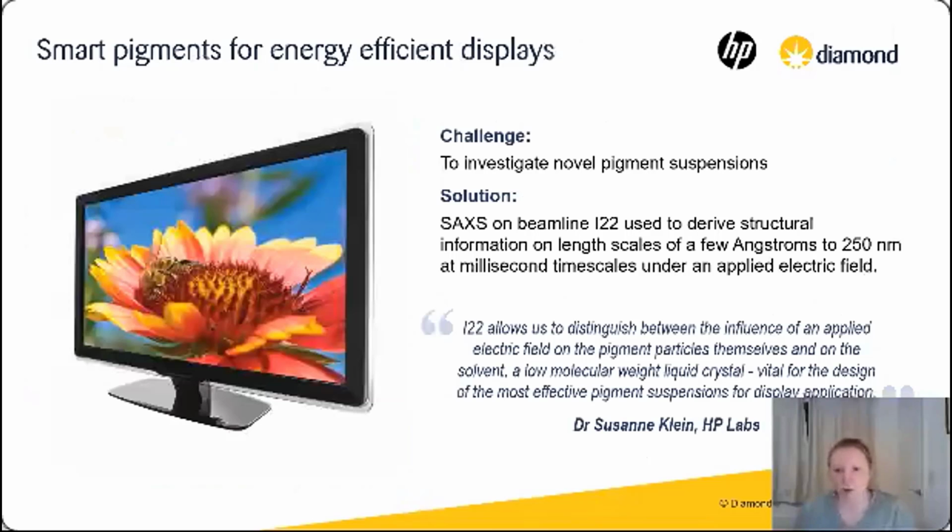We also did some work with Hewlett-Packard looking at how pigment dispersions in the liquid crystal matrix were structured. So here the solvent is structured rather than the particulates, but it's quite interesting to understand how these pigments are dispersed across the whole solvent.